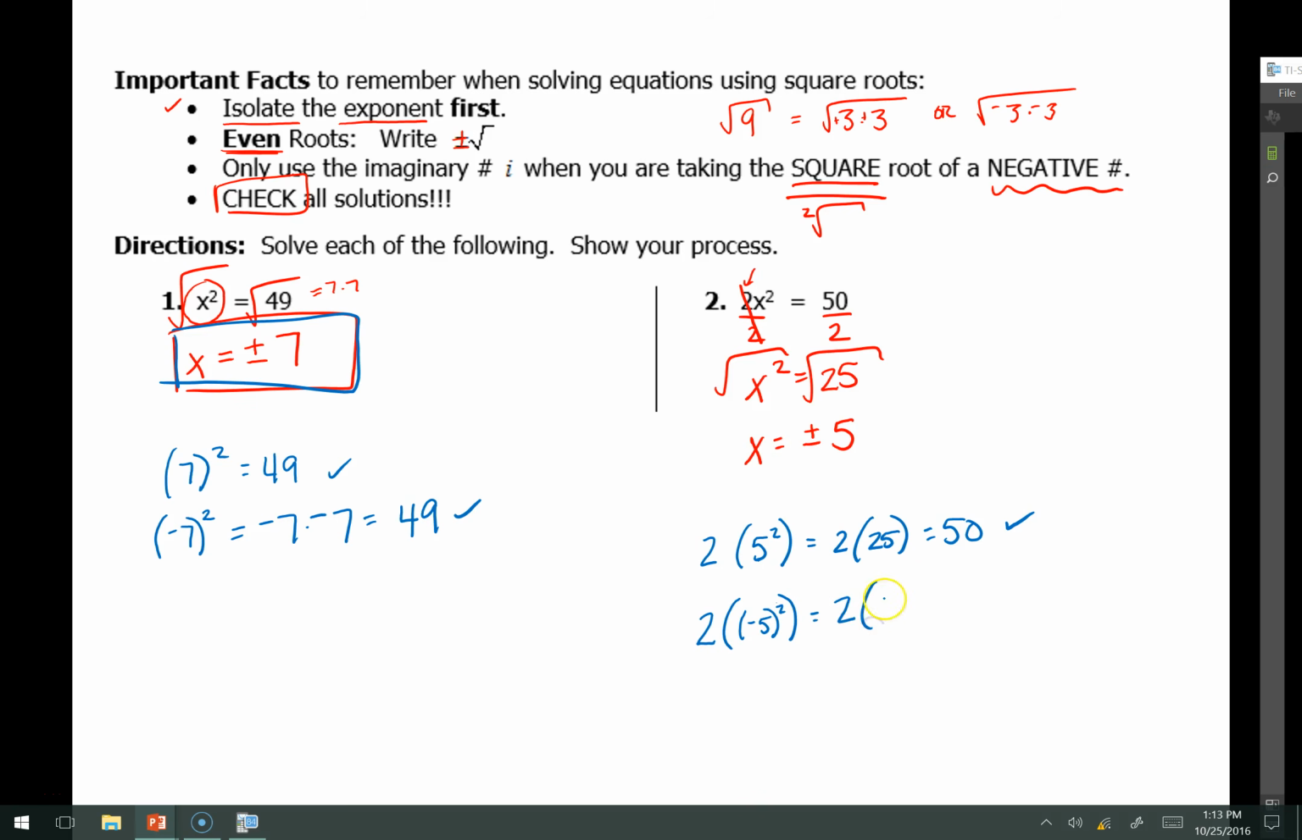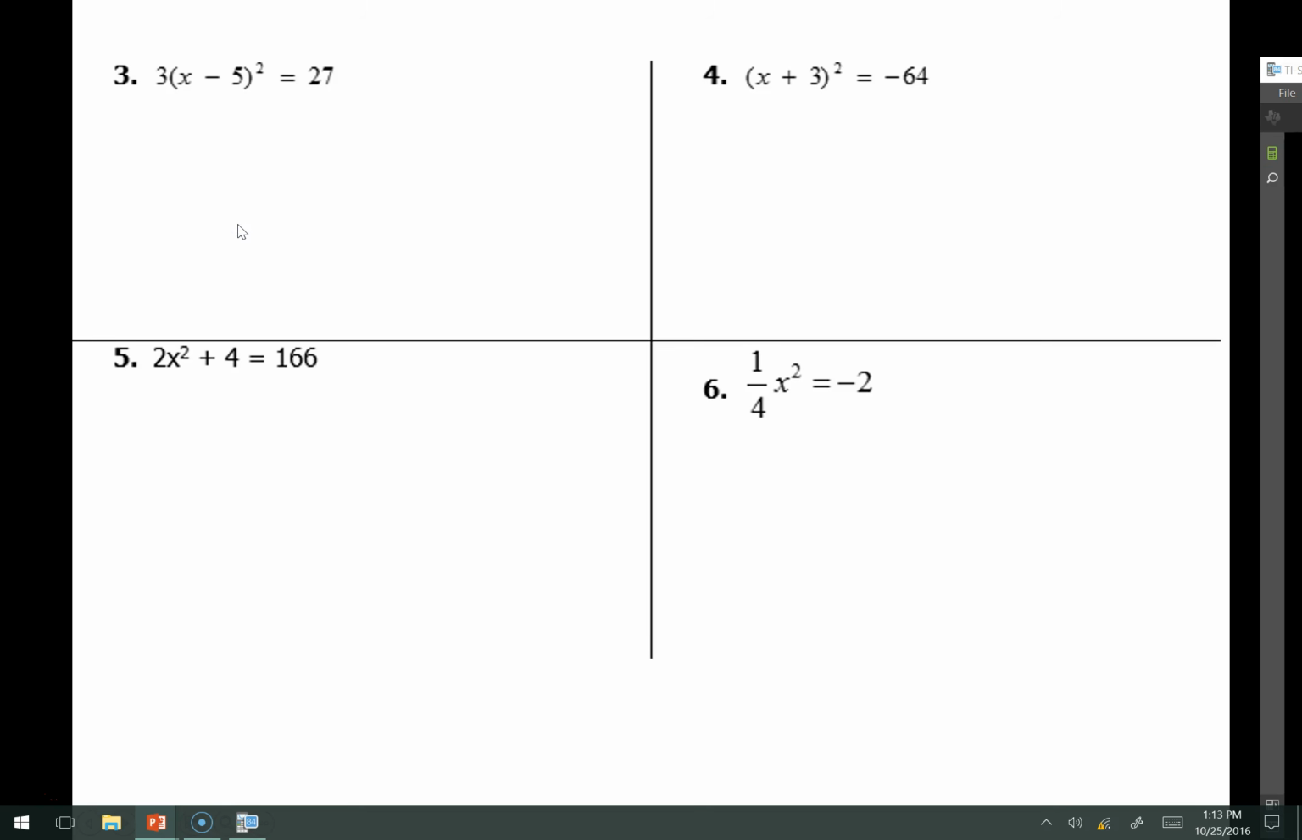So -5 squared is also 25, and that's equal to 50, so this one checks, and my final answer is plus and minus 5. Let's look at a few more examples now.